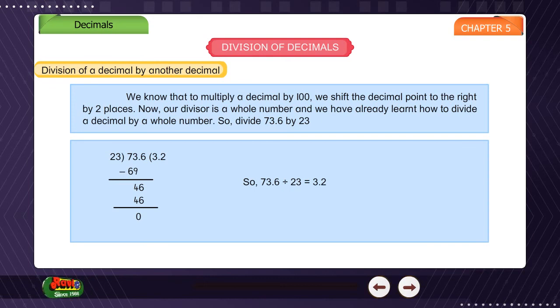So, 73.6 divided by 23 is equal to 3.2. Hence, 0.736 divided by 0.23 is equal to 3.2.